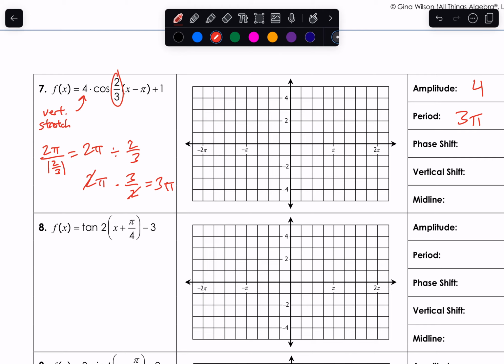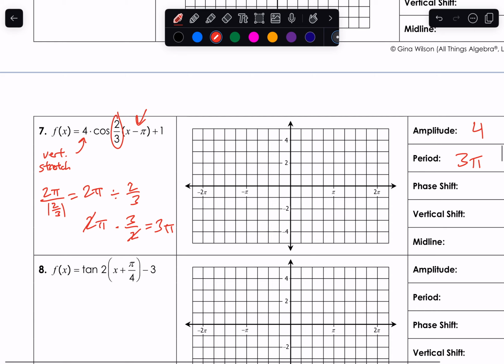I see this x minus pi in here. Well, I know that's a phase shift. Since it's negative, I'm going to go to the right by pi.